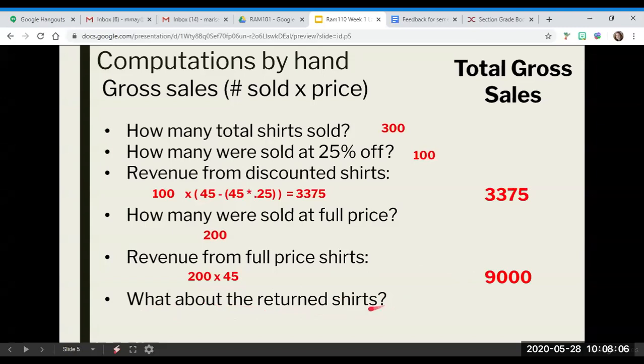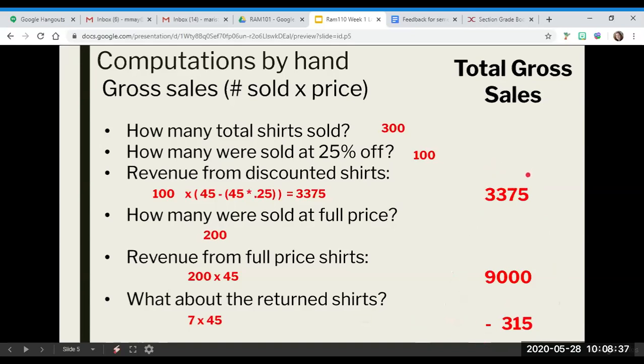And then the last piece is, what about the shirts that were returned? So we're going to have to actually put those back into inventory. So we're going to subtract them from our gross sales, but let's figure out how much money that is. We had 7 shirts returned at full price. So that means we're going to be subtracting our $315 for those. And you can go ahead and total up then for your gross sales.